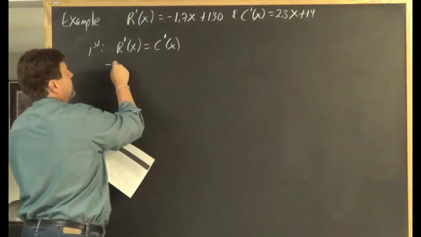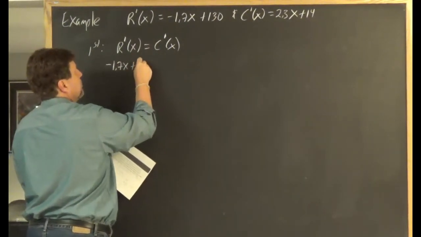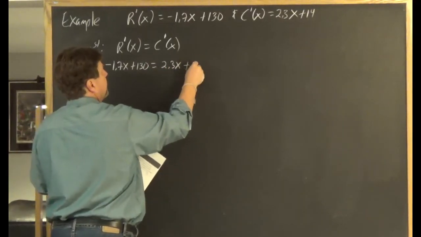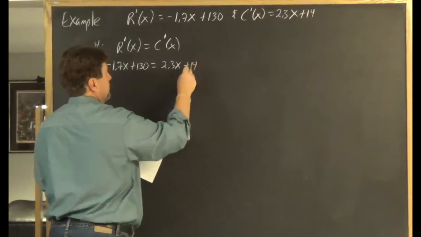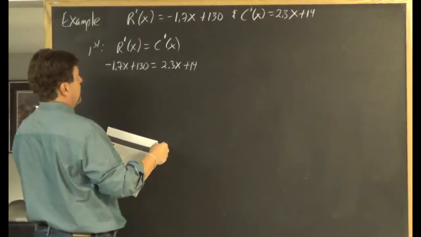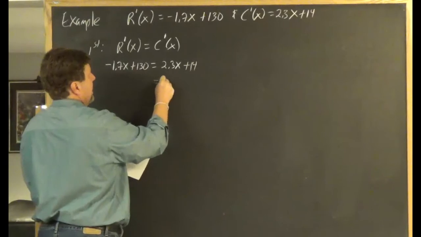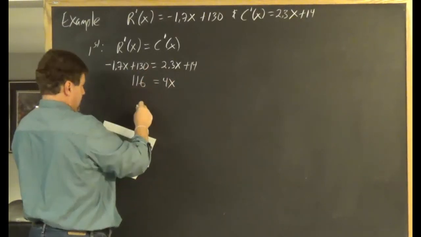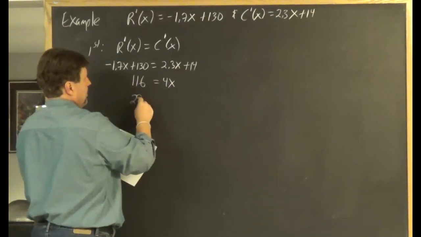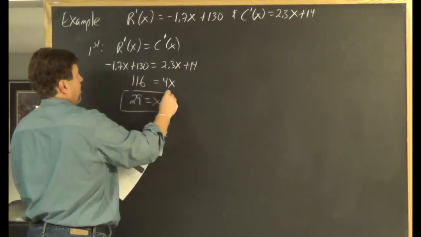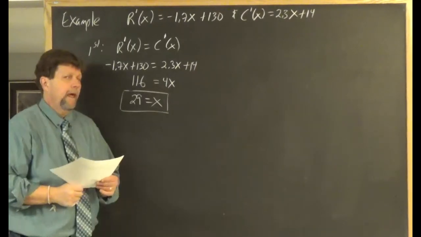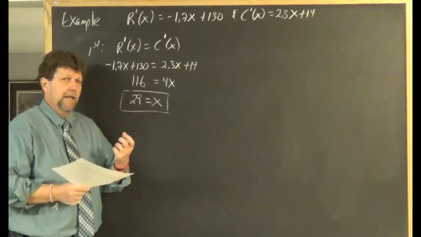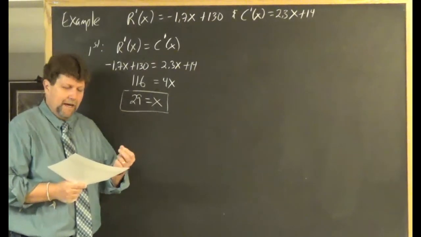Well, marginal revenue is negative 1.7x plus 130. Marginal cost is 2.3x plus 14. And let's see, I'd add 1.7x to both sides, subtract 14 from both sides, and then divide by 4. I get x equals 29. So I know profit is maximized at x equals 29.